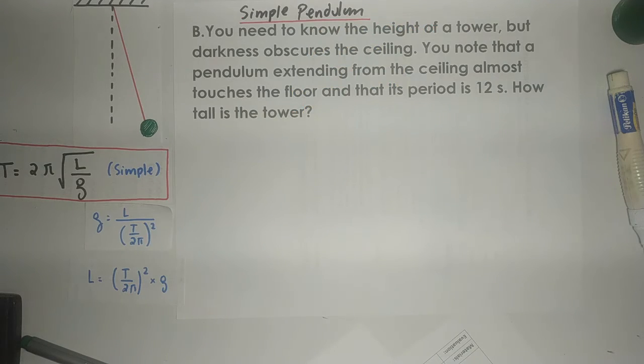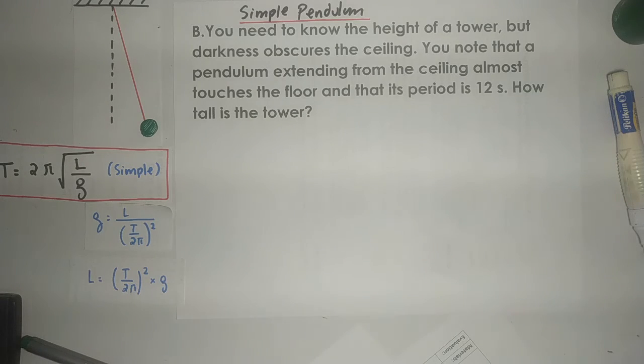Okay, let's do one more example. You need to know the height of a tower, but darkness obscures the ceiling. You know that a pendulum extending from the ceiling almost touches the floor, and that its period is 12 seconds. How tall is the tower? Pretty common in physics, as we already know. Typical situation: you wonder how tall a tower or a building is, and you say, okay, now I can use physics to do this. It doesn't happen very often, but when it happens, you can use it.